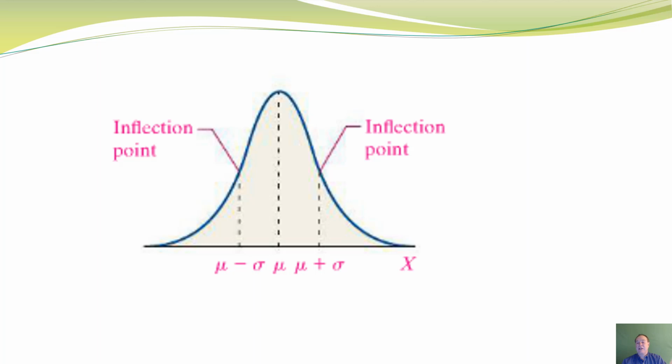Now, what is an inflection point? An inflection point is where the curve changes directions. Now, if I take my cursor down here, I'm coming up, curving up. When I get to this point, my curve is going to change directions and go the other way. It's going to start curving down. So these are the inflection points. Every normal curve has two inflection points.